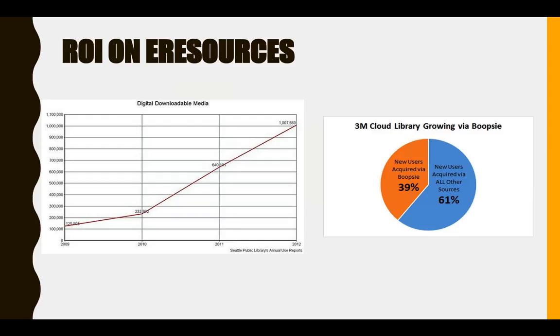So the library that actively promoted their app with a banner on their homepage and included a brief call to action received an average of 13,663 new app users per month, as opposed to the library that relied solely on in-library promotion, such as bookmarks, flyers, and tabletop displays. They only received an average of 3,031 new users a month.